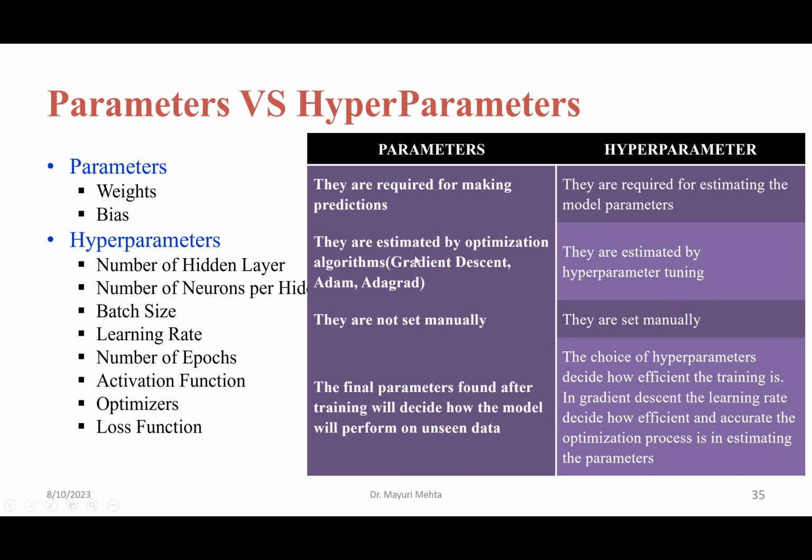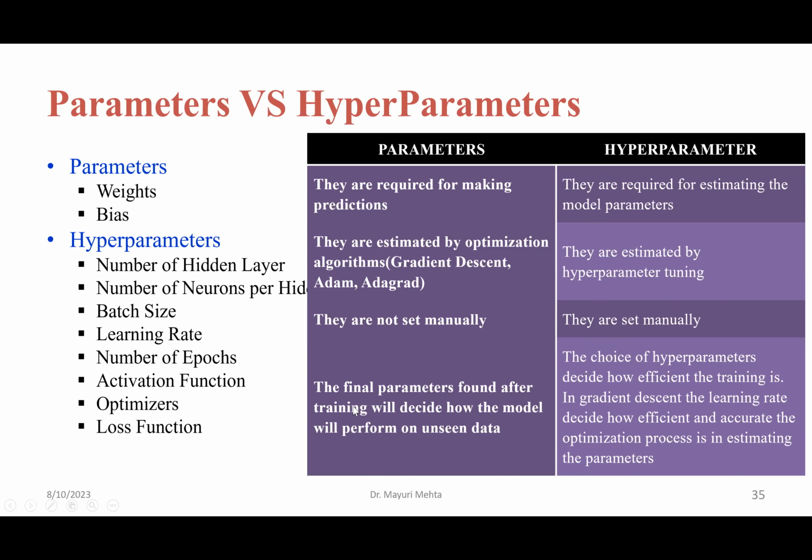Okay. The next difference is model parameters are not set manually. Okay, listen, they are not set manually. While these hyperparameters, they can be set manually. They can also be set using some methods, but they can also be set manually.